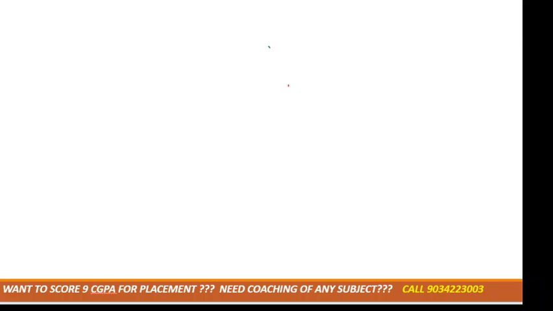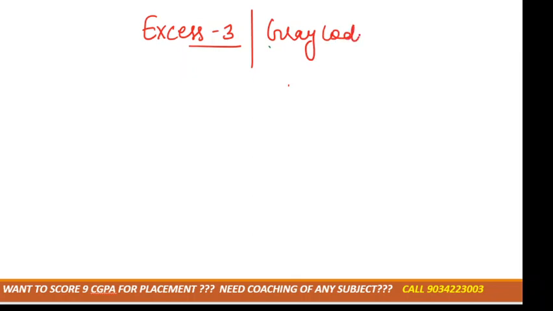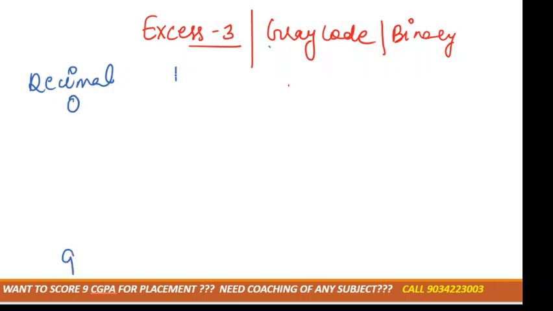Next type of conversion you are going to study is excess-3, gray code, and binary. So now you should know how to convert from BCD to excess-3. Suppose we have a decimal number. You know that decimal varies from 0 to 9, like BCD always varies from 0 to 9, so that's why I have taken decimal from 0 to 9.